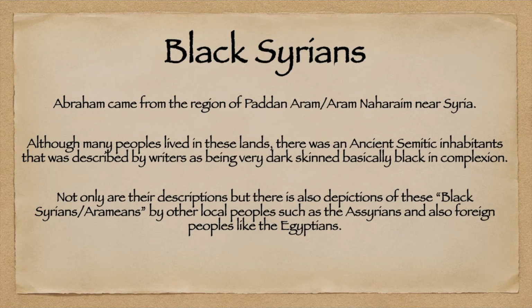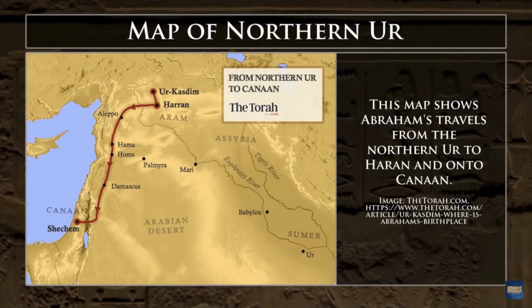Not only are there depictions, but there are also descriptions of these black Syrians, or Arameans, by other local peoples, such as the Syrians, and also foreign peoples like the Egyptians. So there are descriptions and depictions. So this is where I believe Abraham would have lived. He would have lived in Kasdim and in Syria, near Aram, as you can see.